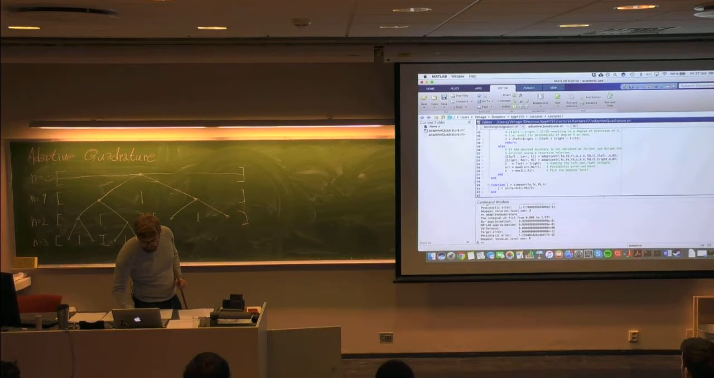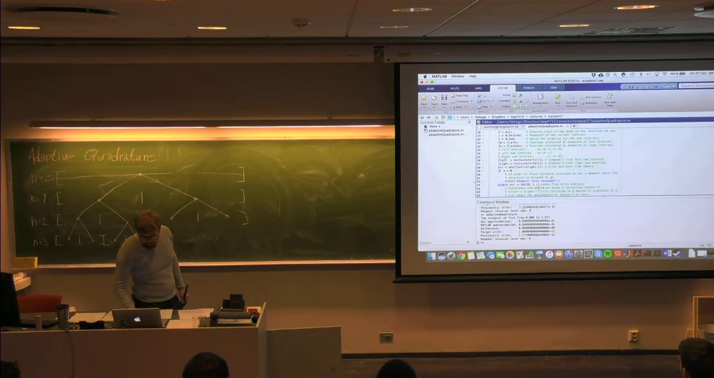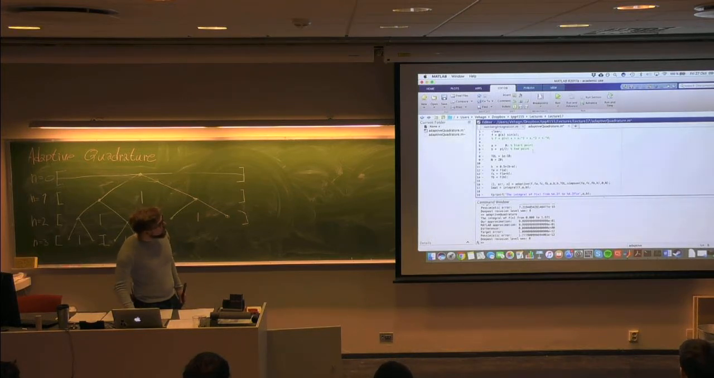So the maximum here. Yeah. So here you see we have done 8 levels, so 8 splittings of this algorithm. So what happens if we are just too picky? So we want to have a much lower tolerance. I think this is going to crash now.